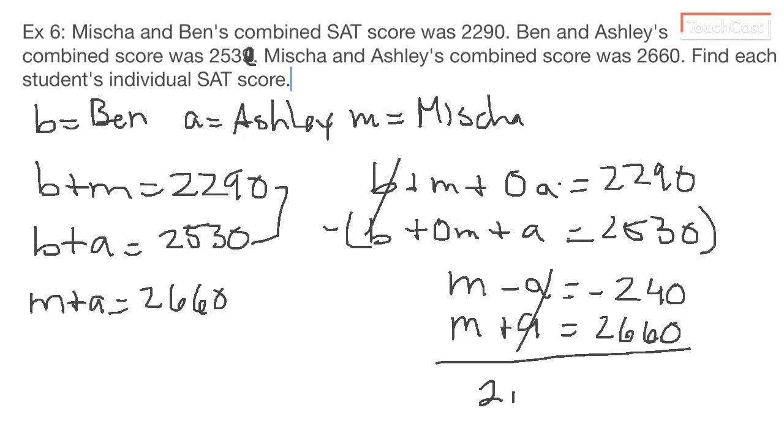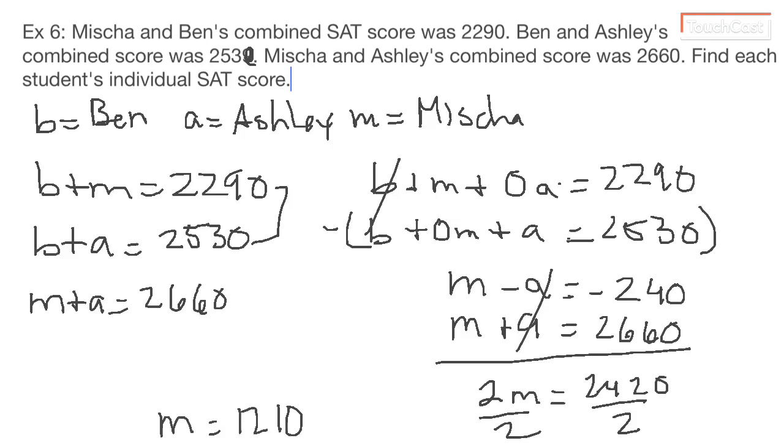We're going to have 2M equals, if I combine these, we're going to get 2420. When we divide by 2, we're going to find Misha's score. So Misha's score, she got a 1210 on the SAT. Now we could take that and put it into our M plus A equals 2660. I'm going to do that on the next scene.